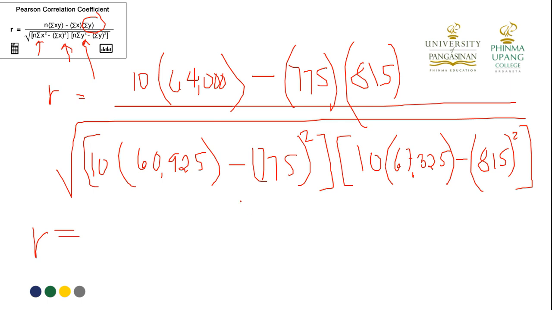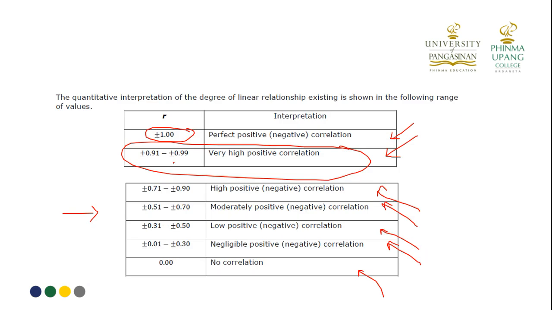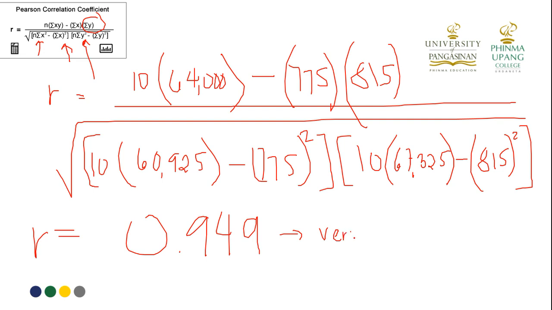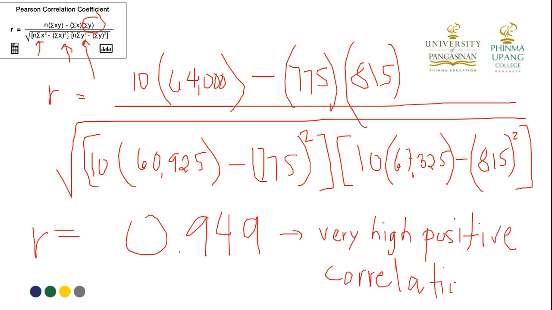Sabi ni Glyza, 949. Please verify if it is correct. 0.949. Tama ba? Kung ang 0.949 is between 0.91 and 0.99, so the interpretation is very high positive correlation. Yeah, so that is the answer in number 1.